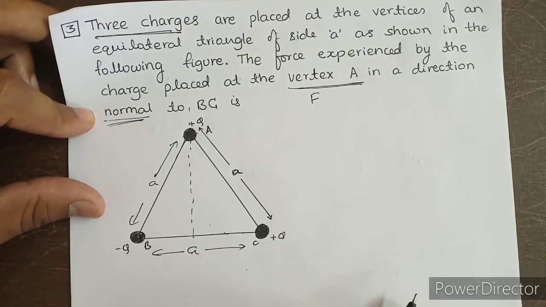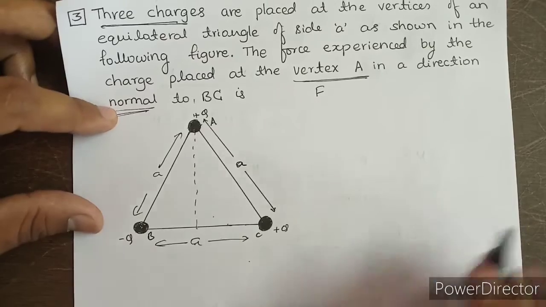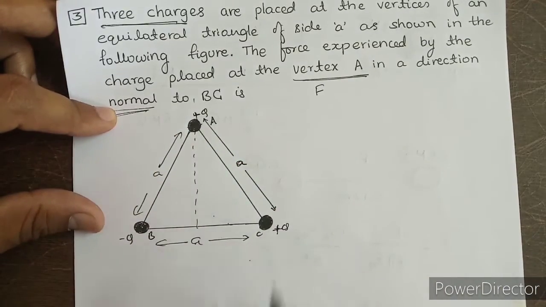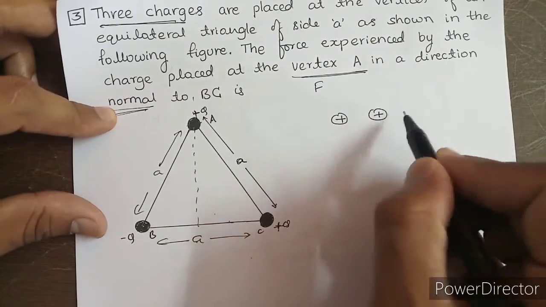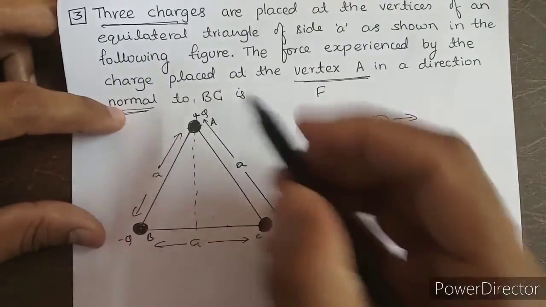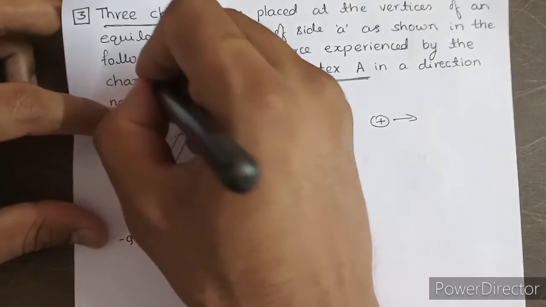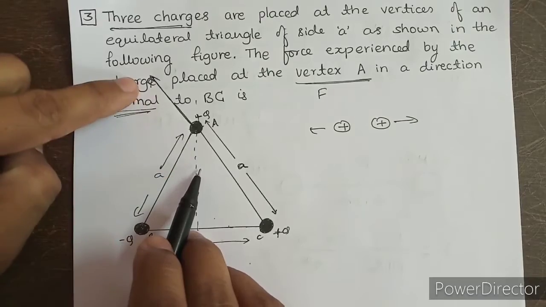Normal means perpendicular to BC is how much? Let me check that here. So this one is positive charge, this one is also positive charge. The nature of force between two positive charges is repulsive. So we are finding force on this one, so force due to this one and this one will be repulsive, so that force will be in this particular direction.